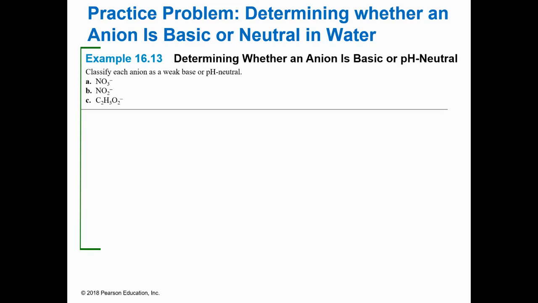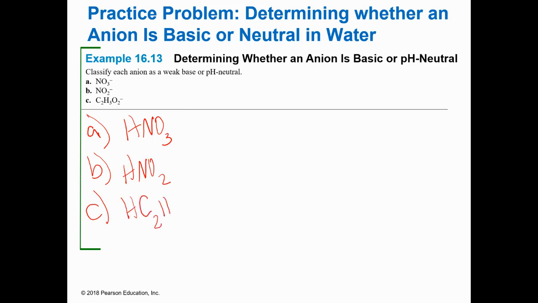Okay, so we're going to identify, are these weak bases or pH neutral? So you need to remember what it comes from. So we're going to go ahead and add a hydrogen to each just so we see what it is as an acid. So I've got HNO3, HNO2, and then HC2H3O2. Okay, so the top one, this is a strong acid, so this will be pH neutral once I remove that hydrogen. And then the bottom two will be basic because those are weak.